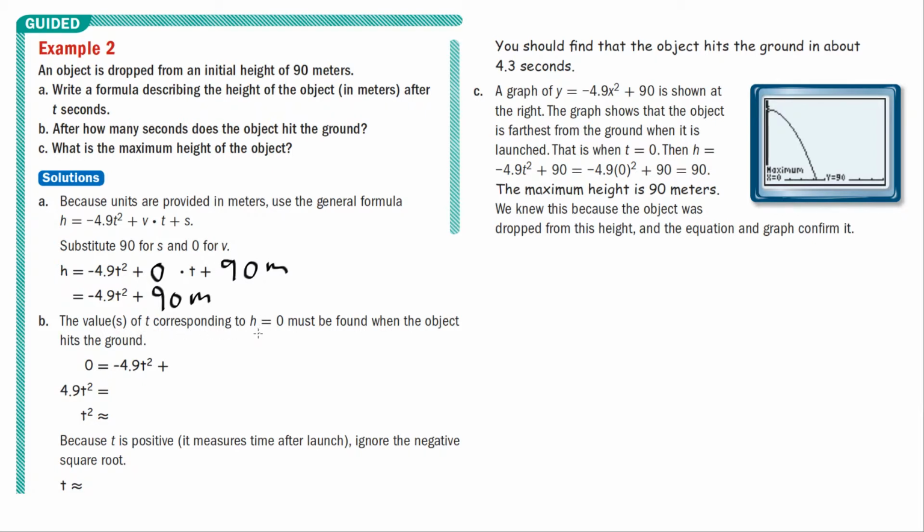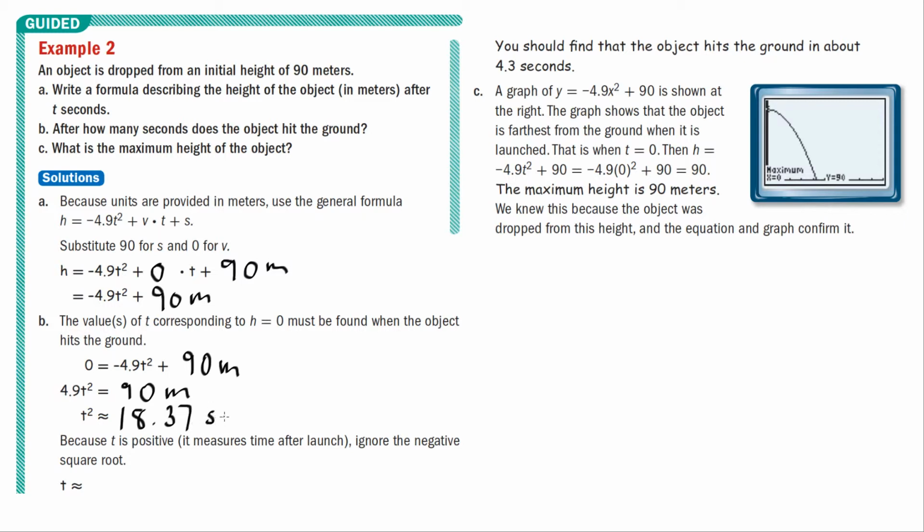When the equation is set equal to 0, that means negative 4.9 times t squared plus 90 meters equals 0. So 4.9 times t squared equals 90 meters. I'm going to divide both sides by 4.9 and get that t squared is approximately 18.37, and that's seconds squared.